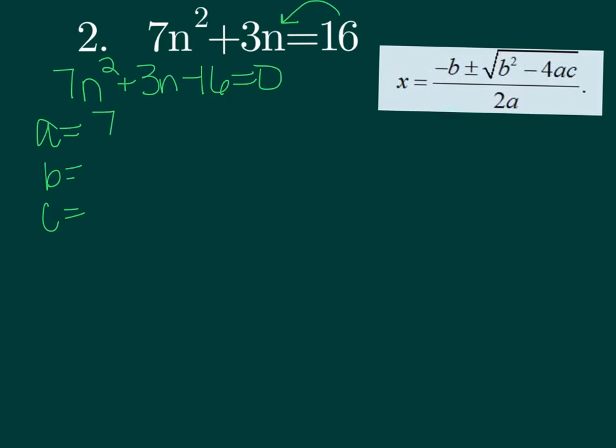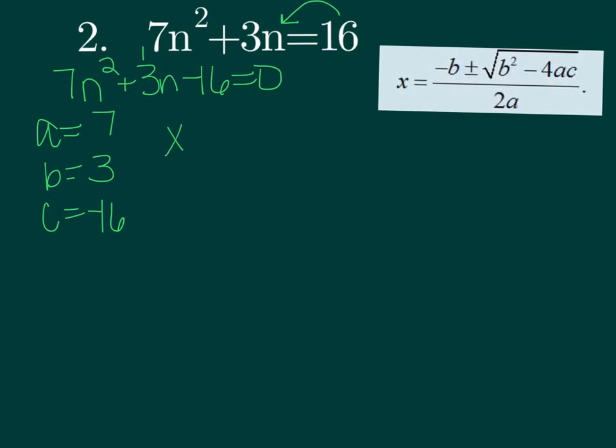So A is 7, B is 3, and C is negative 16. Okay, that's your first step. Now we're going to use our formula over here, and we're going to plug in the numbers.